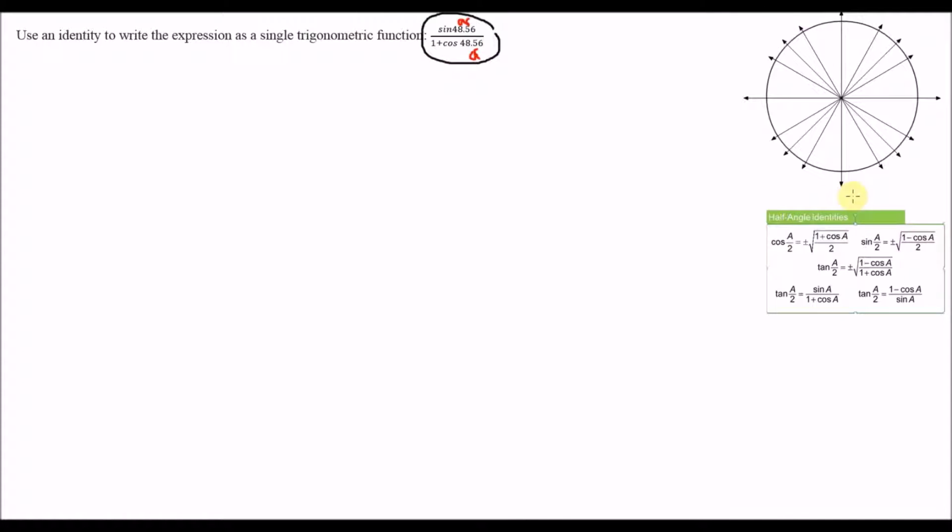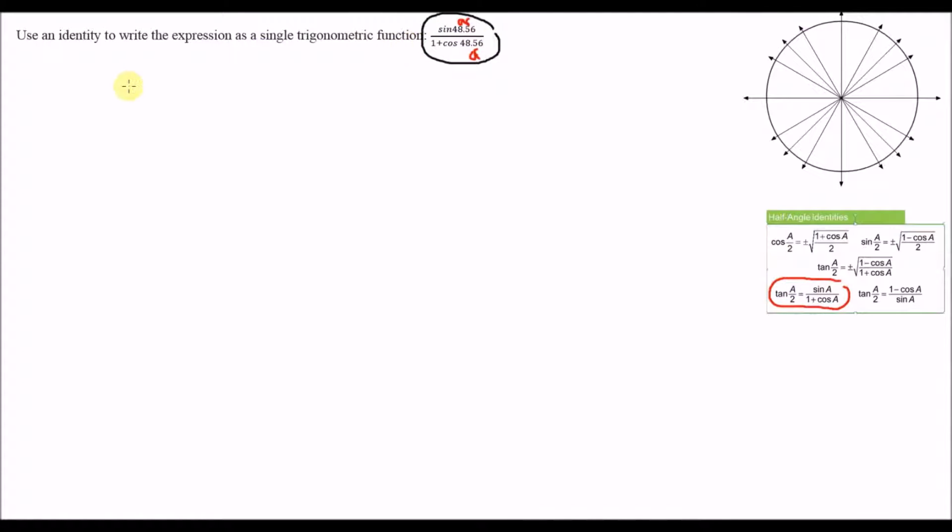So we're just going to look in the half-angle identities, and we're just going to see which corresponds with sine alpha over 1 plus cosine alpha. And it's really easy to find that. So it's right here. Instead it's sine A over 1 plus cosine A. So, okay, we have that. What do we do now? Well, this equals tan A over 2.